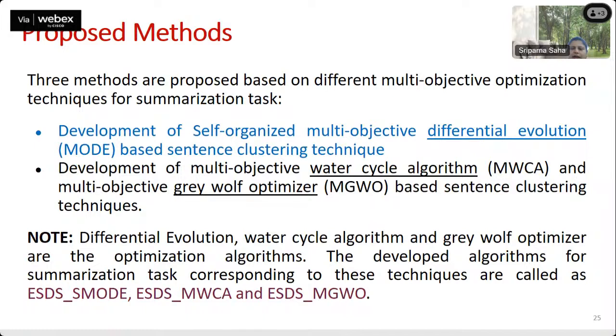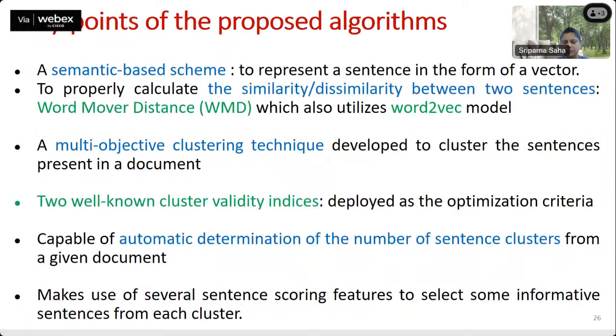So basically, we applied various metaheuristic algorithms like differential evolution, water cycle algorithm, and the Grey Wolf optimization. And 3 different versions of the algorithm are developed. One is the multi-objective water cycle algorithm, multi-objective differential evolution, and the multi-objective Grey Wolf optimization. And so, as I mentioned, the approach is very generic, and any metaheuristic optimization can be applied to solve this particular problem.